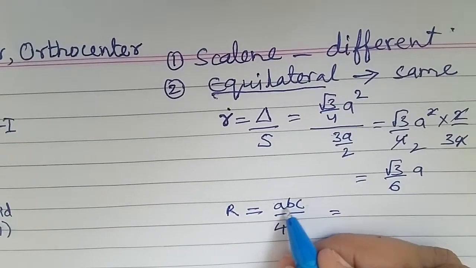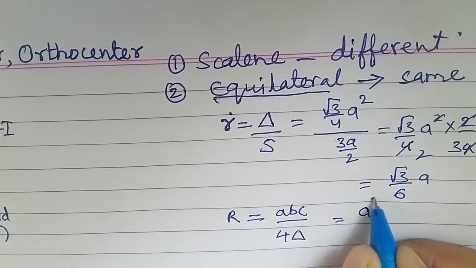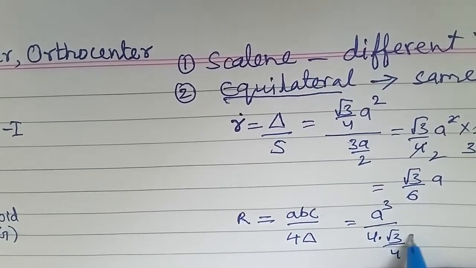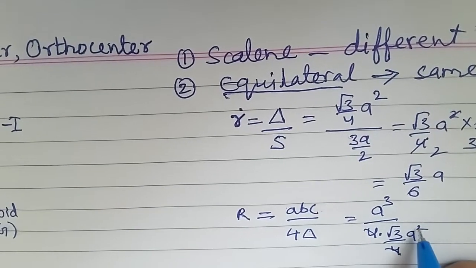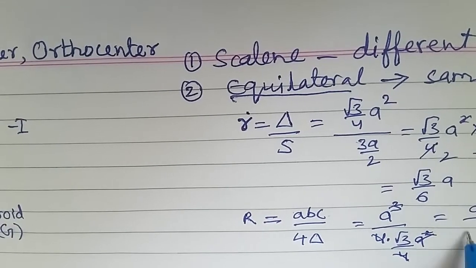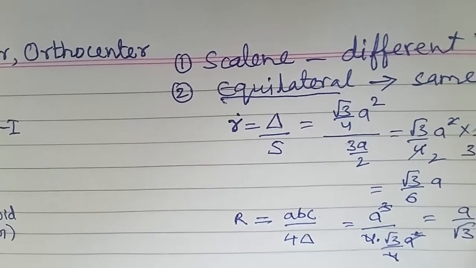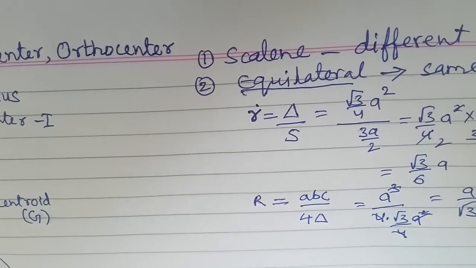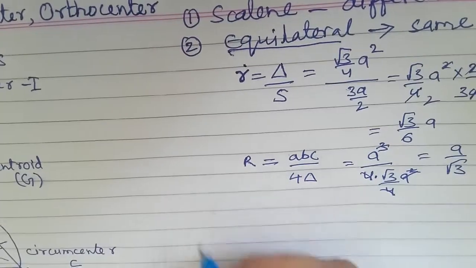For this equilateral triangle, all the sides are equal, so this is a cube divided by 4 into root 3 upon 4 a square. This and this will go, this a square will go with this, so we are left with a upon root 3. If you can remember this formula, it's well and good. Otherwise you can derive it in the triangle. Let us derive it here.